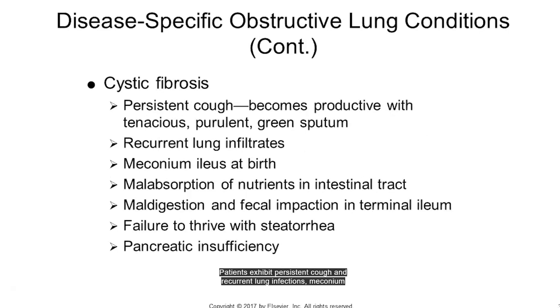Patients exhibit persistent cough and recurrent lung infections, meconium ileus at birth, which is an intestinal obstruction caused by viscous meconium, failure to thrive, and steatorrhea, excessive fat in the stool.